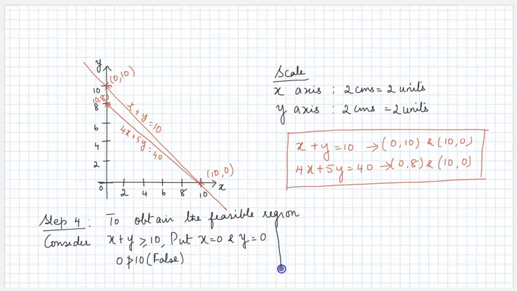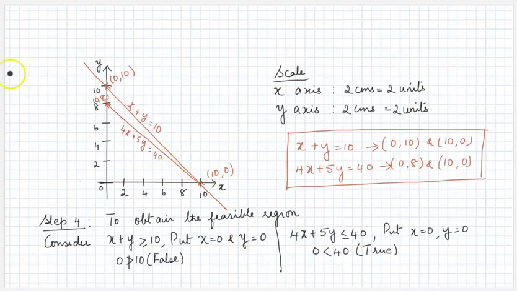Similarly, take the next inequality. What is the next inequality? 4x plus 5y less than or equal to 40. Now here again you put x equal to 0 and y equal to 0. So when I put both x and y as 0, on the left hand side here I will get 0 and on the right hand side you have the number 40. Now check whether 0 is less than 40. So 0 is less than 40. So we write true.